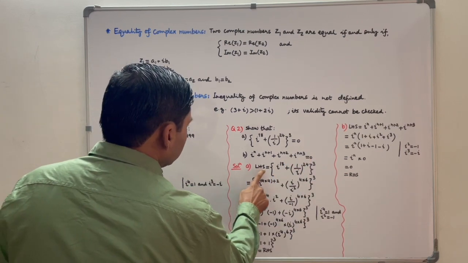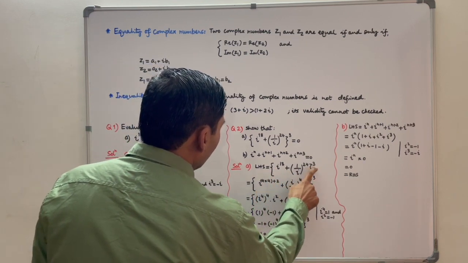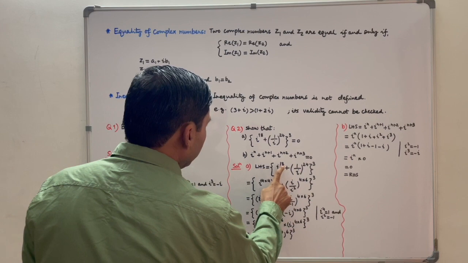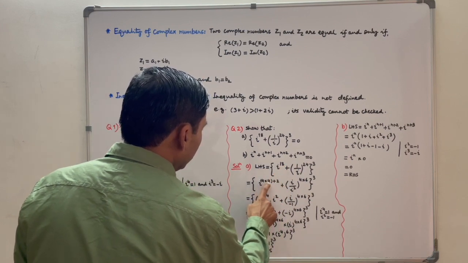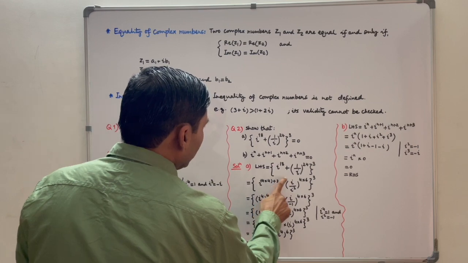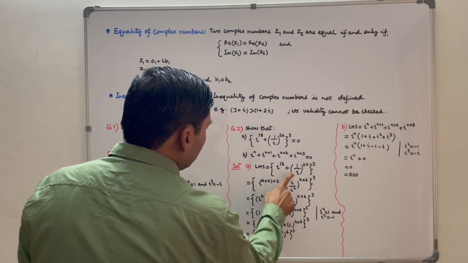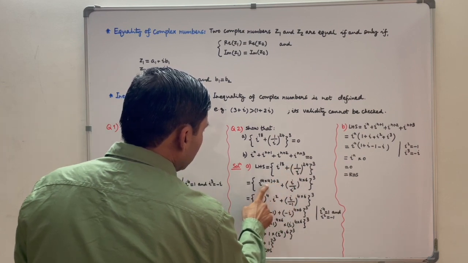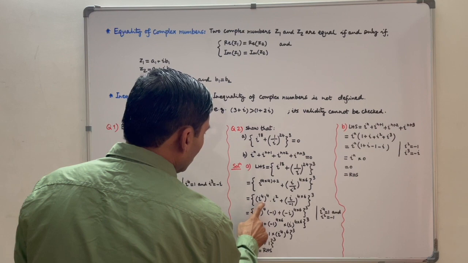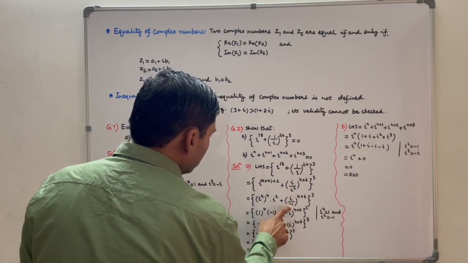Part A, LHS is equal to (i to power 18 plus 1 by i to power 24) whole to power 3. We will divide 18 by 4. So 18 can be rewritten as 4 into 4 plus 2. 1 by i can be rewritten as i upon i square. Multiply both numerator and denominator by i. This can be rewritten as i to power 4, to power 4, into i square. i square is equal to minus 1.